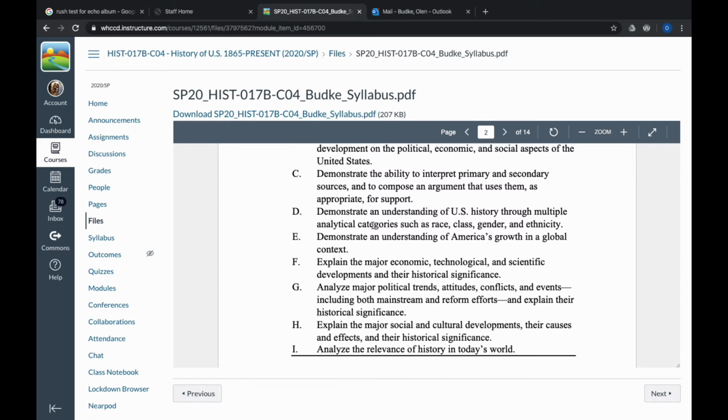Demonstrate an understanding of U.S. history through multiple analytical categories such as race, class, gender, and ethnicity. We are absolutely going to cover that. Look, one of the themes that we're looking at, the major theme, is how American freedom has been redefined, both in its meaning, like what does it mean to be free in America, and its boundaries, who has access to that freedom. And a big part of that story is based on race, class, gender, and ethnicity as different groups that have been excluded from American freedom throughout American history have gained access to that freedom.